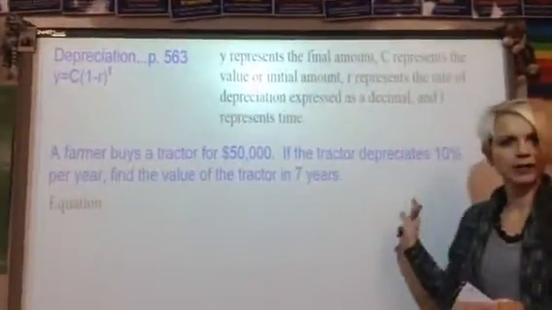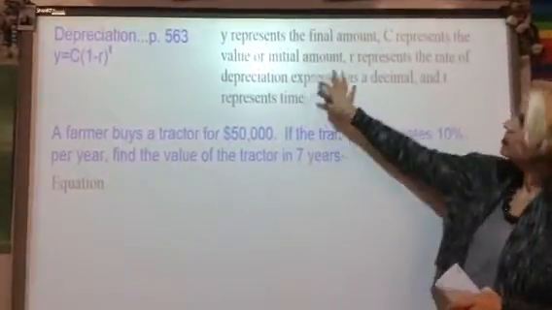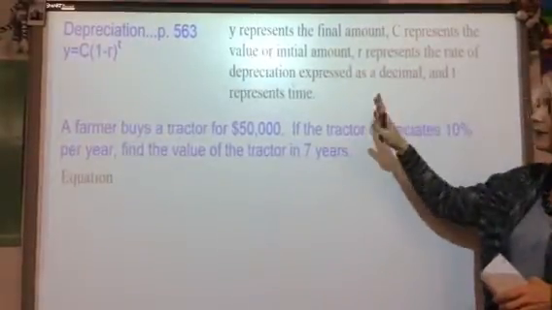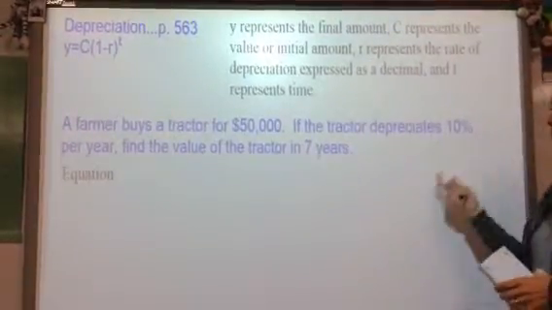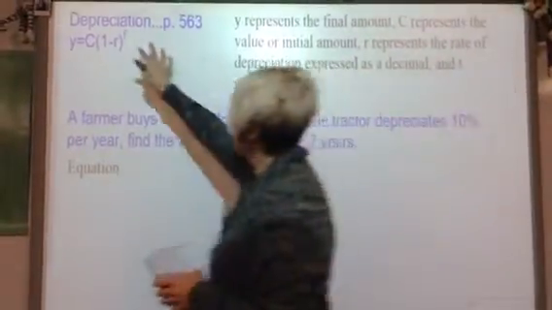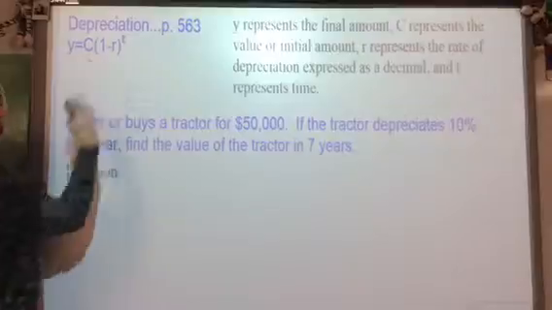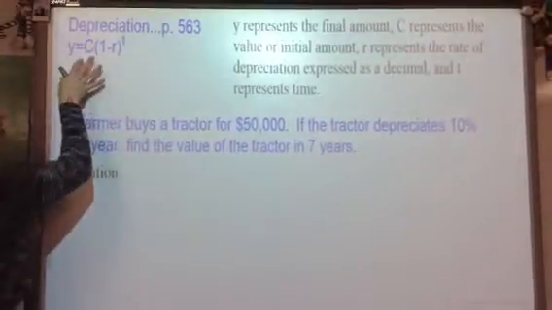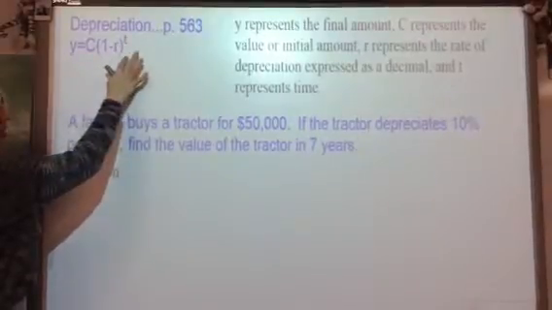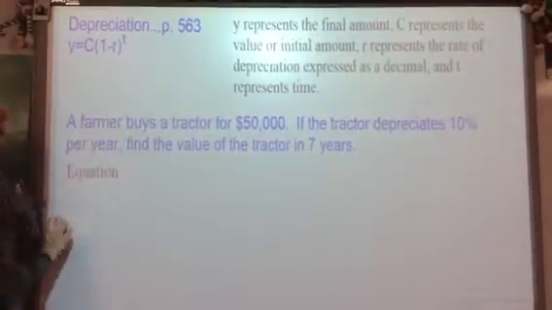The last thing we're going to talk about is depreciation. Depreciation is when you have something of value and over time it loses value. You see this in cars, this situation's with a tractor, you see it in homes. Depreciation happens as time goes on, it's not worth as much value. So it is an exponential decay. The exact same formula as exponential decay, all of our letters mean the same things.